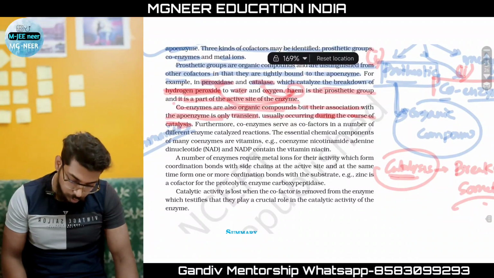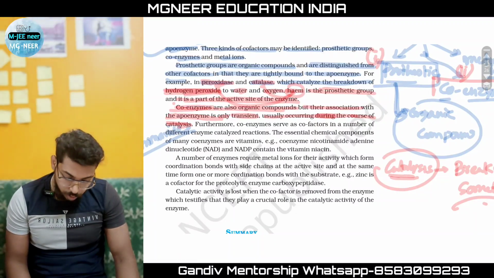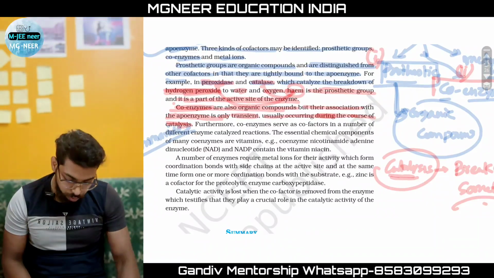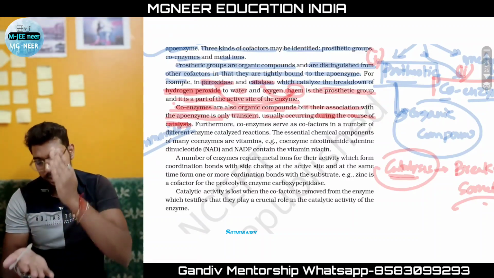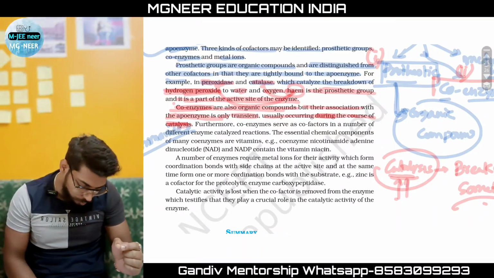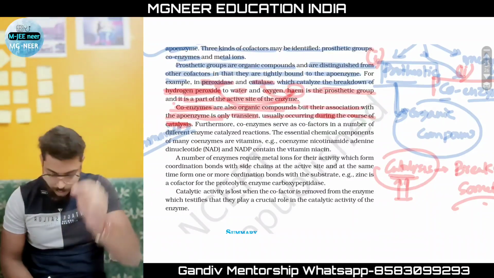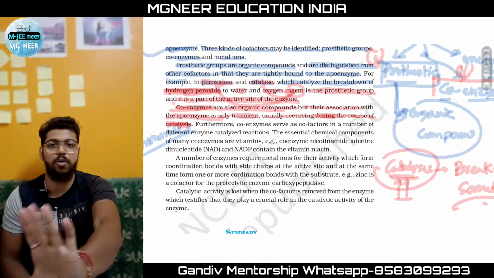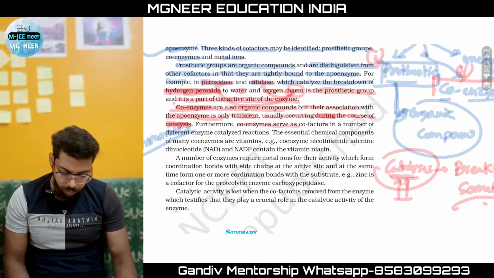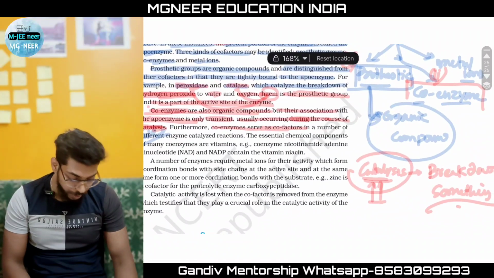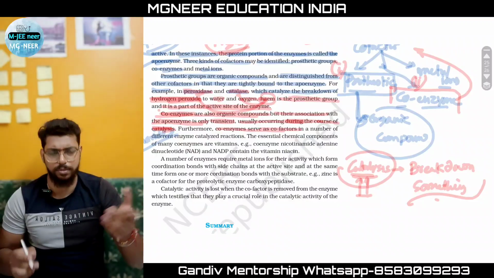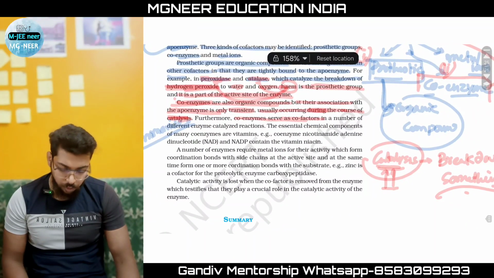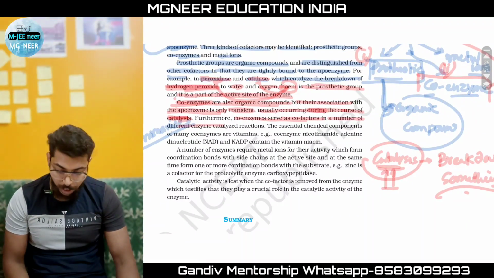So that's how the coenzymes work. They usually occur during the course of catalysis. That means when it is there to catalyze or break down something, then and only then are the coenzymes going to work. Furthermore, coenzymes serve as cofactors. So coenzymes are also a cofactor. We know that a coenzyme is a type of cofactor, right? Coenzymes serve as cofactors in a number of different enzyme-catalyzed reactions.